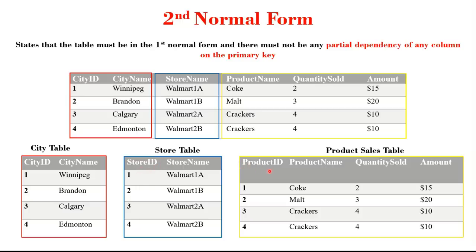And also we have a product sales table, and the primary key is the product ID. Product name fully depends on the product ID. These two columns, quantity sold and amount, are dependent on the product name, and we are going to resolve this particular issue under the third normal form. So let's move on to the third normal form.